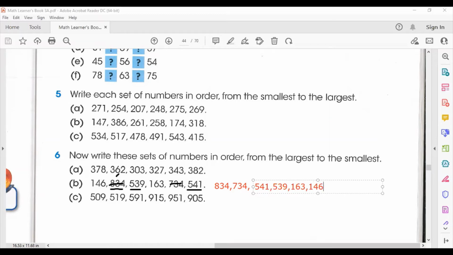Like this, we can arrange from the largest number to the smallest number. The same method, if we write from right to left, we can use it here. Look, 146 is the smallest, 163 the second smallest, then third, then fourth, then fifth, sixth. Let's move to the next page.